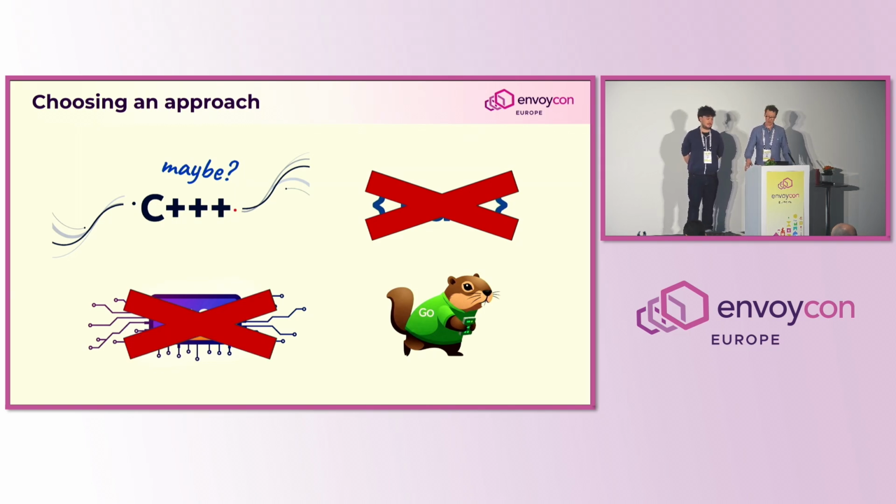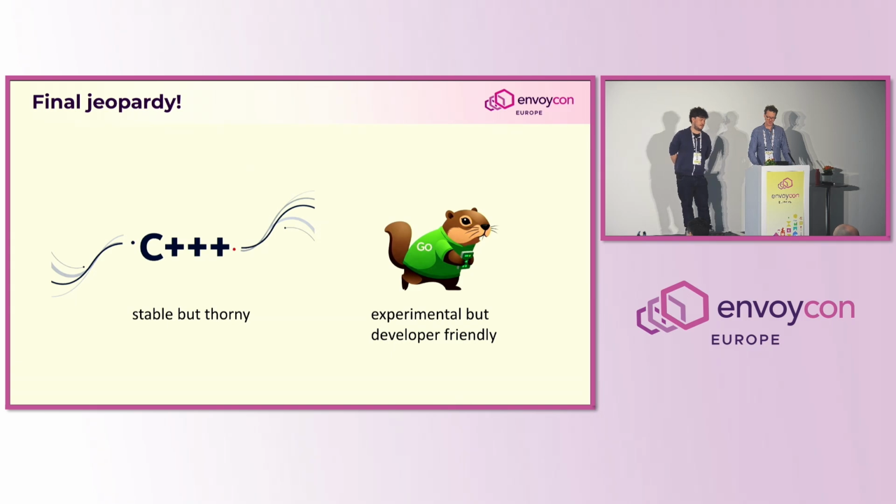Lastly, should we write it in Go? It's experimental, it's in contrib, but it ticks many of our other boxes, especially for initial development velocity. So we'll give this a maybe. So now we're left with two very different options.